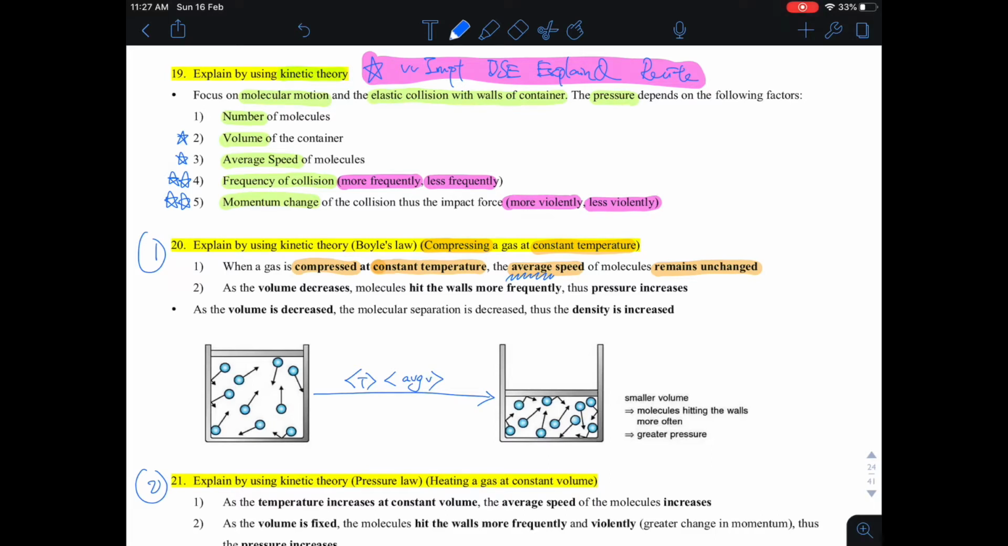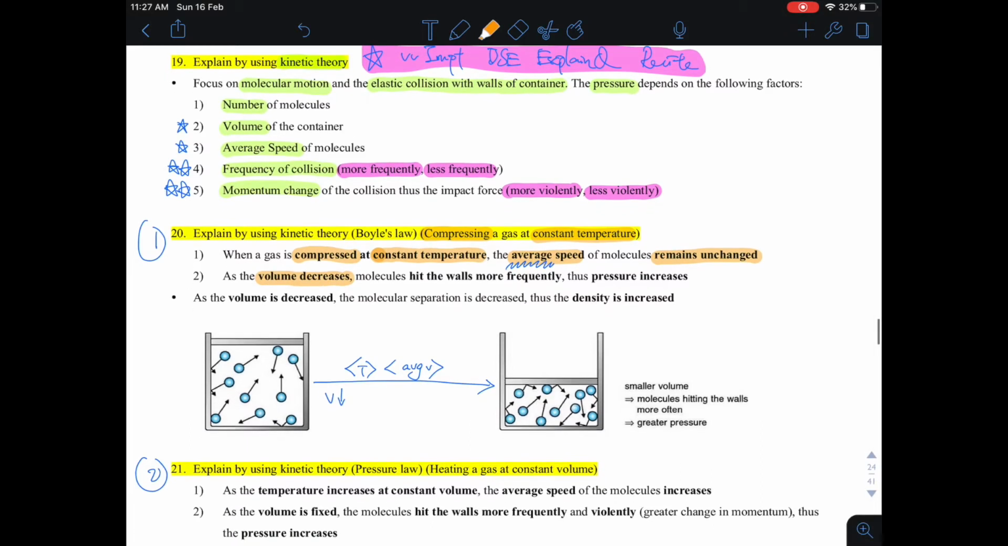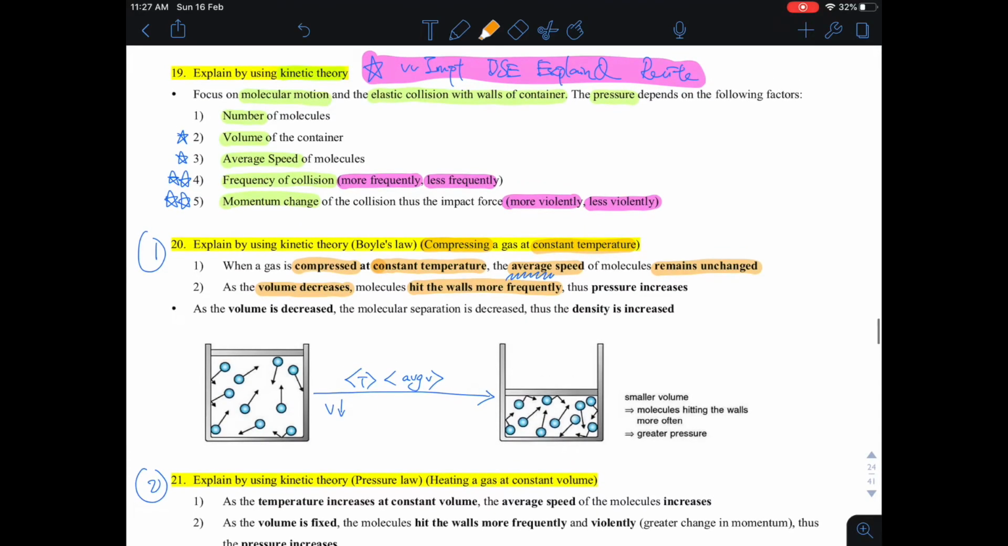Now, those will be kept constant, and this is being compressed so that the volume decreases. As the volume decreases, the molecules will hit the wall more frequently, because it is now denser, so that with the same speed, the frequency of collision increases, which leads to the pressure also increasing. Then this is it for the explanation.